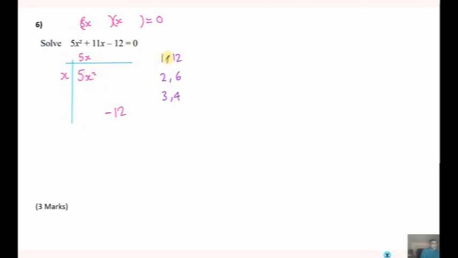Okay, but if I use 1x and 12x, so 1 and 12, if I multiply those, x times 12 is 12x, 1 times 5x. Now the problem there is that they don't add up to 11. So I'll try them the other way around first, see if that works. Instead of 1 there, I'm going to put the 12 there and the 1 there, but still that gives me 1x and 60x, which again definitely doesn't add up to 11. So it can't be those two.